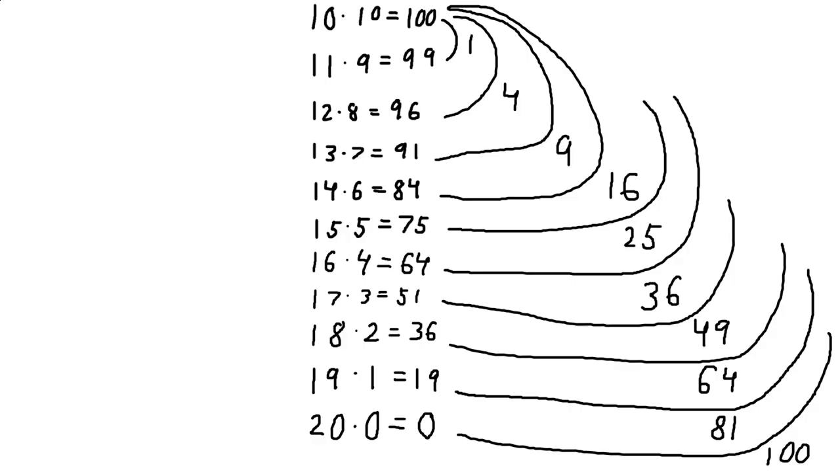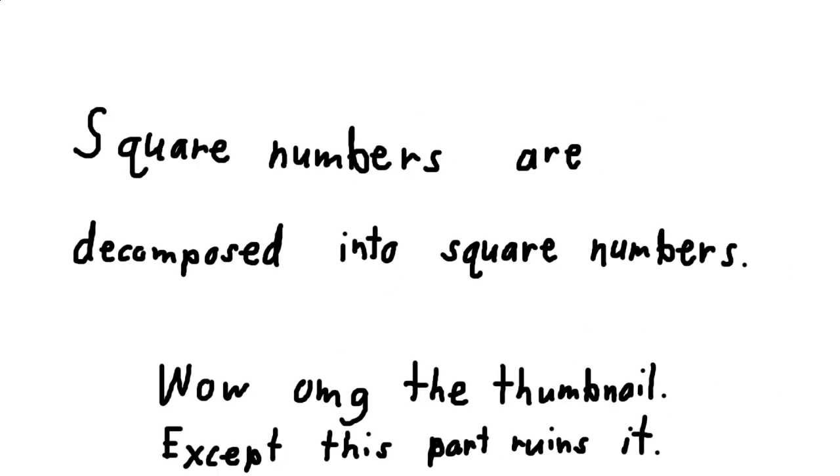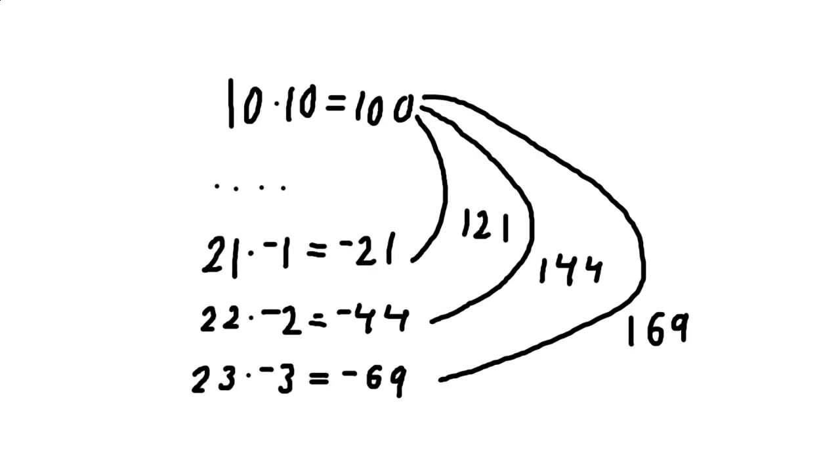Therefore, we can see that any square number, when provided a fixed sum for which we take the product, the square number is decomposed by subtracting off successively increasing square numbers. The wildest part is that this pattern continues into the negative numbers, as you can see here.